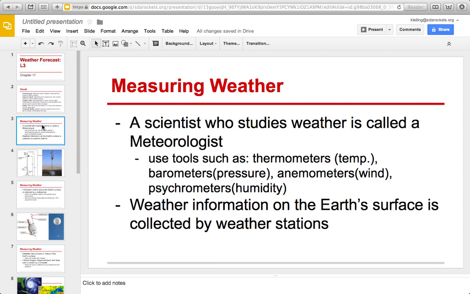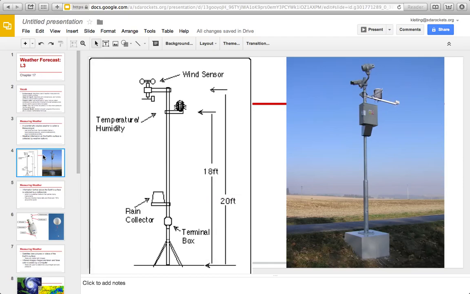Weather information on the Earth's surface is collected by weather stations. So this is what a weather station would look like. Here you have the diagram of a weather station, where you have the wind sensor on top, temperature and humidity. Right here you have your rain collector. And this is what it would look like in real life.